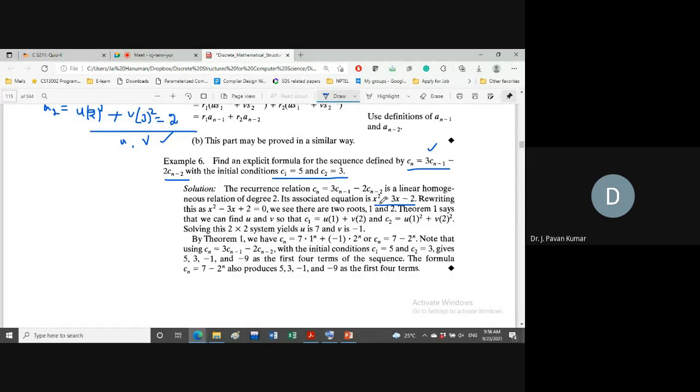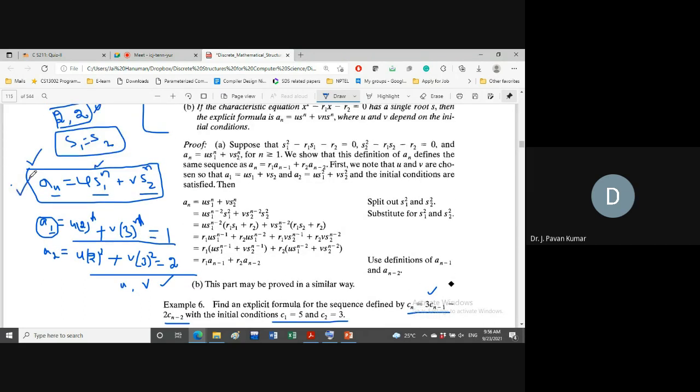Next, what are the roots of this particular characteristic equation? That is our interesting point. X square minus 3x plus 2 equal to 0. What are the roots? Roots are 1, 2. Are those distinct or not? Yes. So S1 value is 1, S2 value is 2. So these two are distinct, so we can use this particular explicit formula directly.